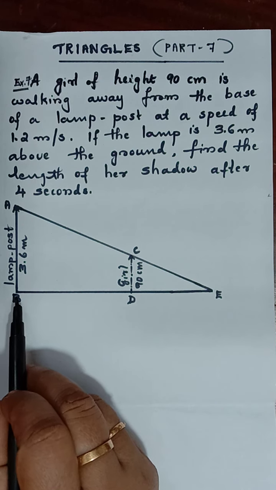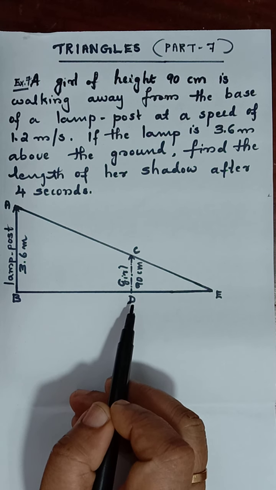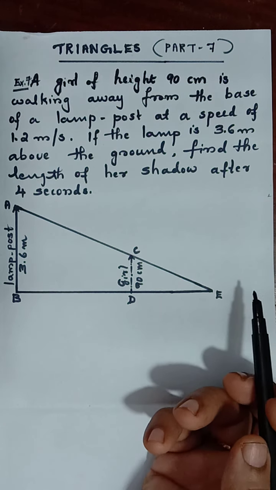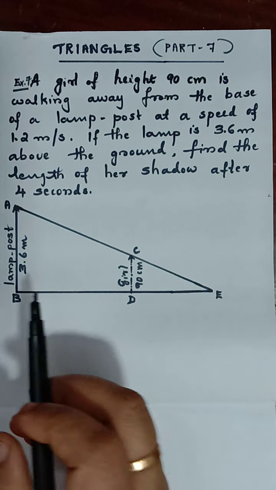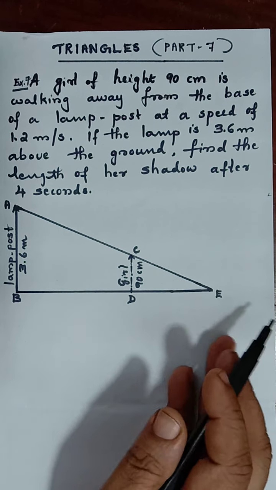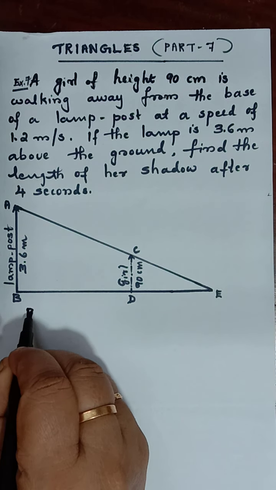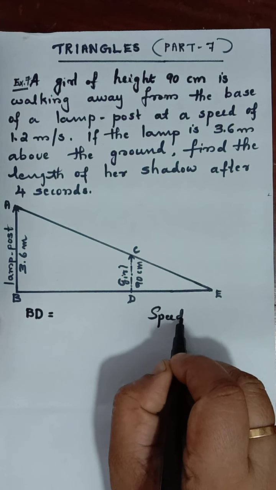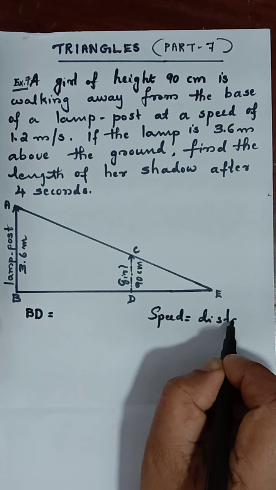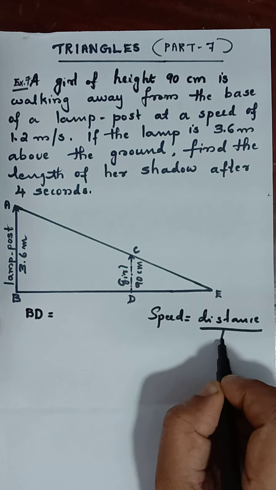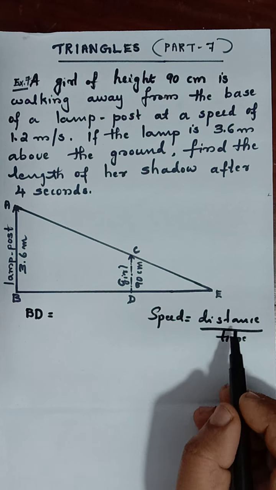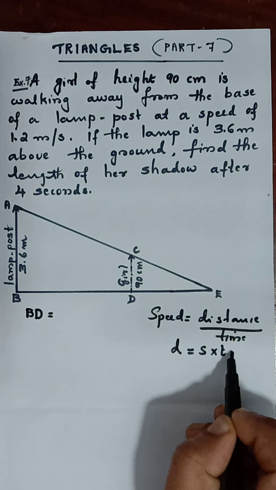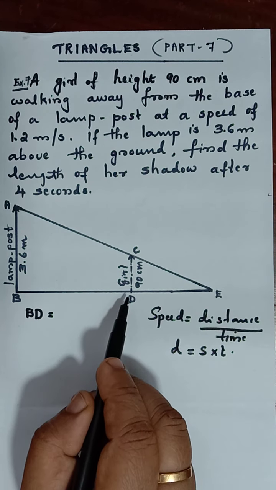That means from B she is moving away from B for a time 4 seconds, and the speed is also given to us, and let us find out what is the distance she has moved. That is BD distance we have to find out. What is BD equal to? So we know that speed is equal to distance by time. Therefore, distance equal to speed into time. So BD will be speed into time.